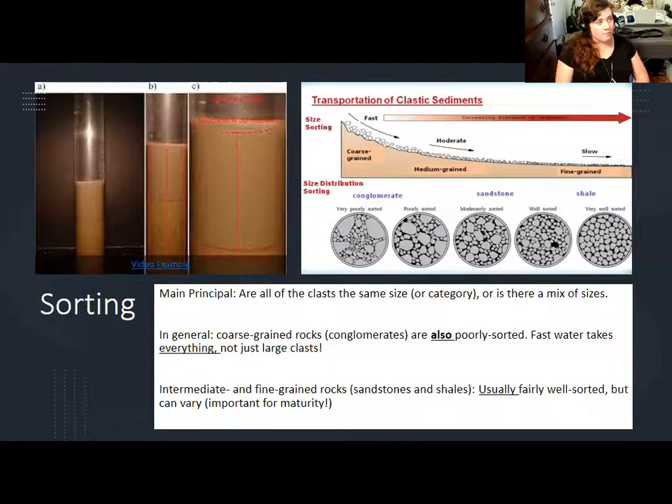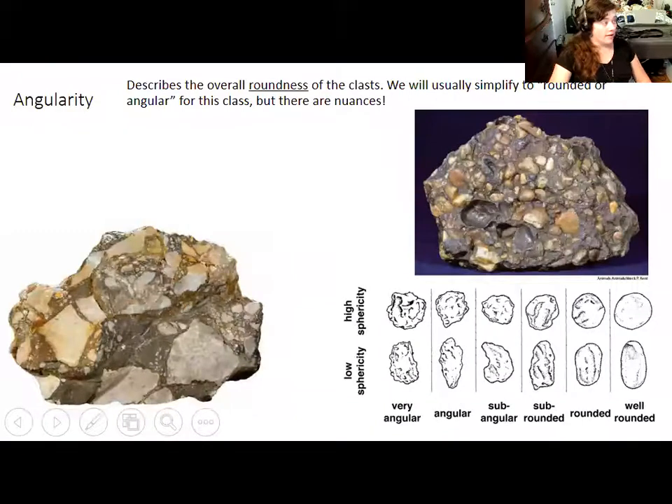Again, sorting and clast size aren't exactly the same, but they go hand in hand. In general, smaller grained clastic rocks are going to be better sorted. Now, angularity talks about whether the pieces making up a sedimentary rock are all sharp and jagged, like in this breccia, or whether they're more rounded, like in this conglomerate.